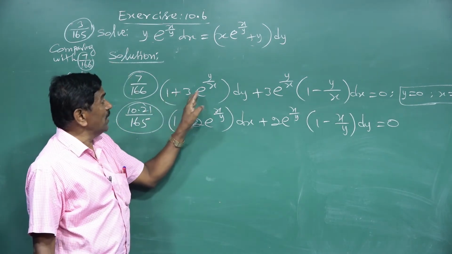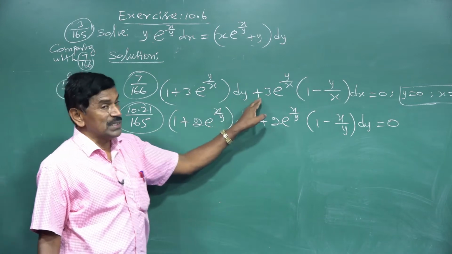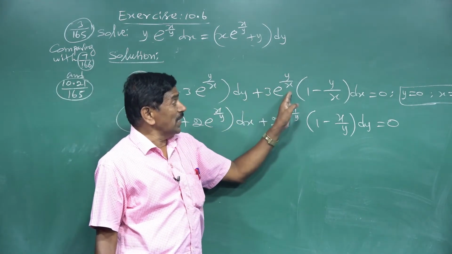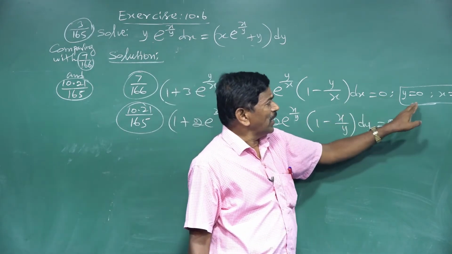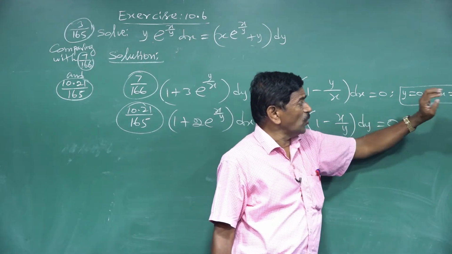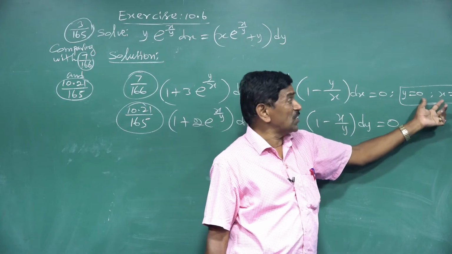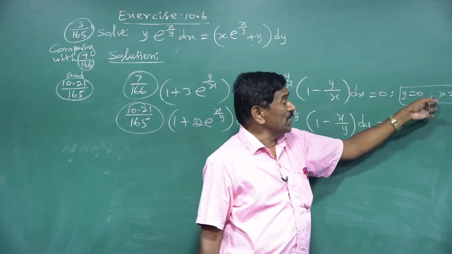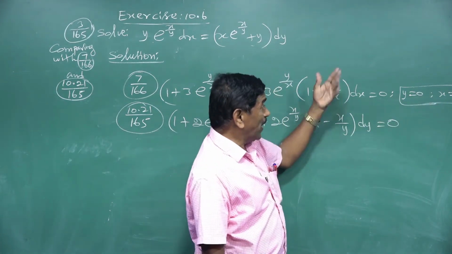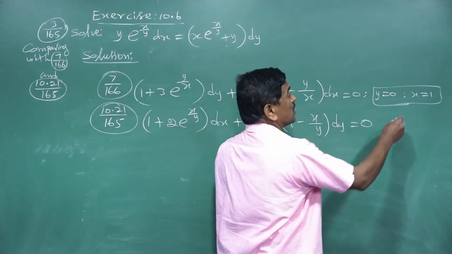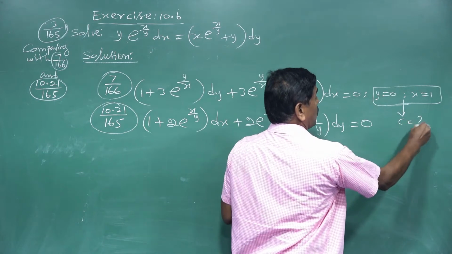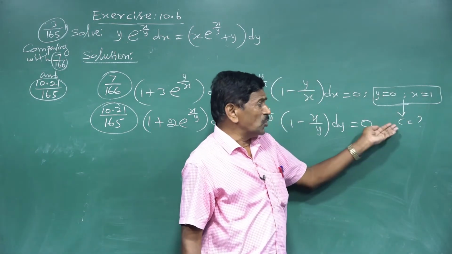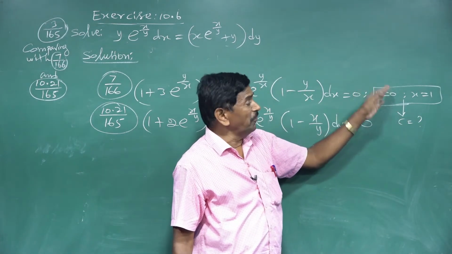(1 + 3e^(y/x)) dy + 3e^(y/x)(1 - y/x) dx = 0. When y = 0, x = 1 is a condition. It is an extra condition. Why? Because in the final answer, we substitute x = 1 and y = 0 to get the c value. That's all. Then we substitute the c value in the earlier answer, and we get the required answer.